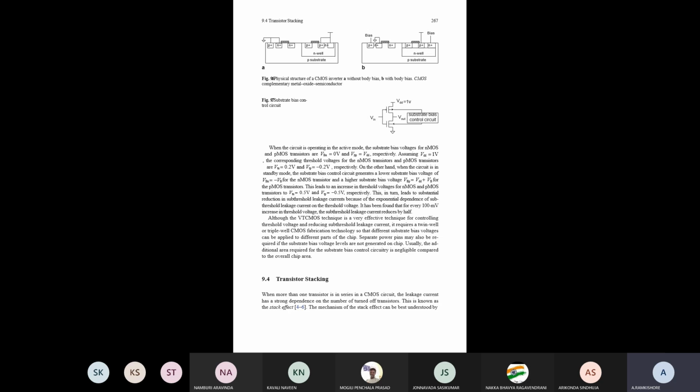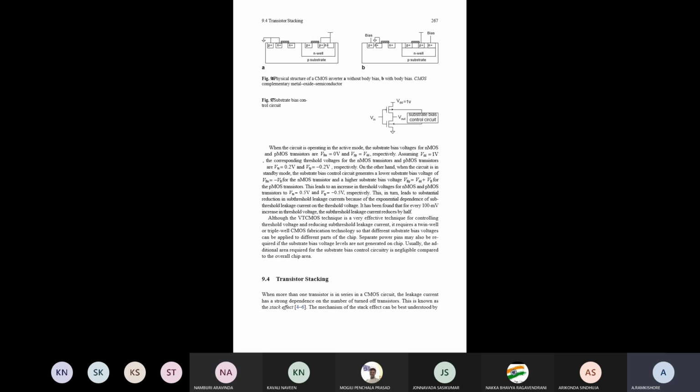So the VT CMOS technique is a very effective technique for controlling threshold voltage and reducing subthreshold leakage current. It requires a twin well or triple well CMOS fabrication technology so that different substrate bias voltages can be applied to different parts of the chip. For VT CMOS, we have to maintain separate power pins, which may also be required if the substrate bias voltage levels are not generated on chip. Additional area is also required for the substrate bias control circuitry, compared to the overall chip area.